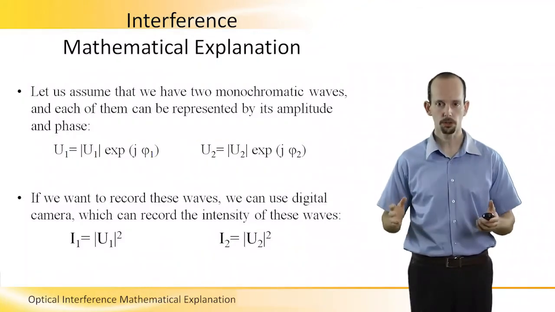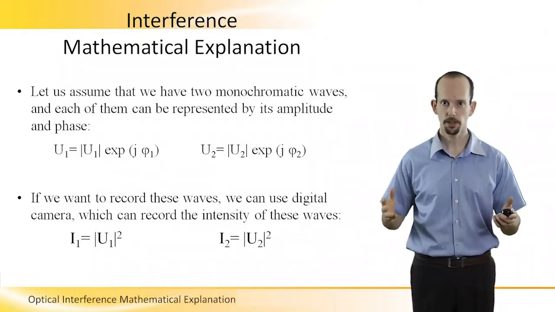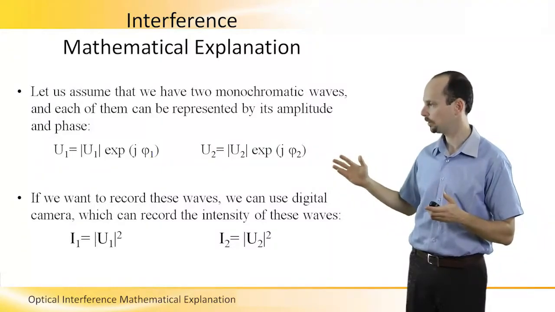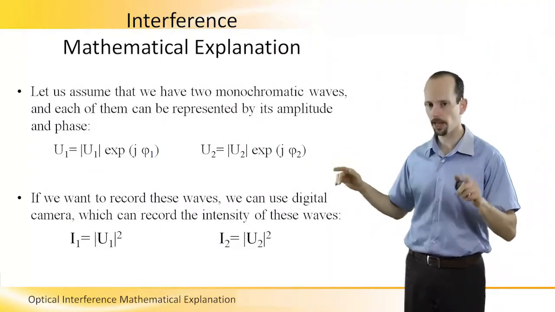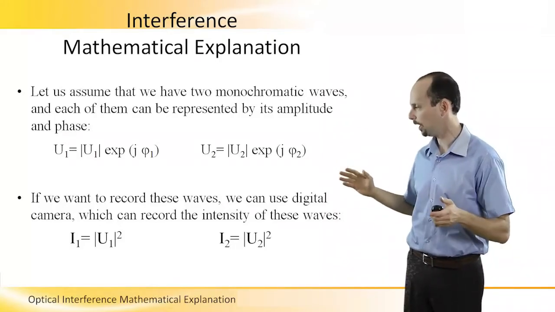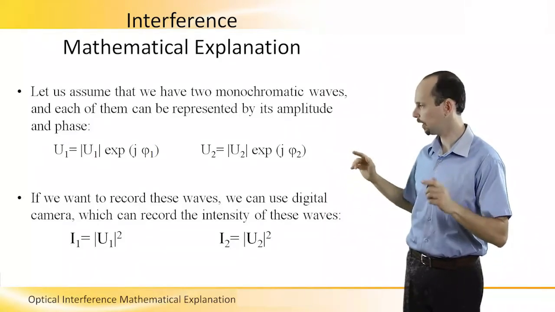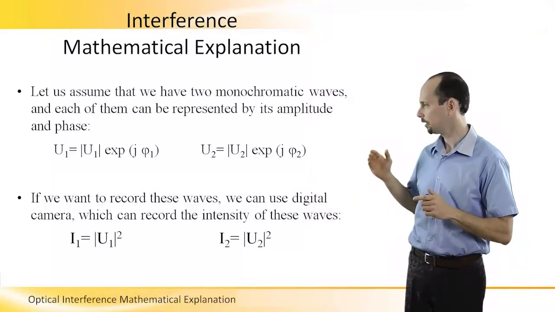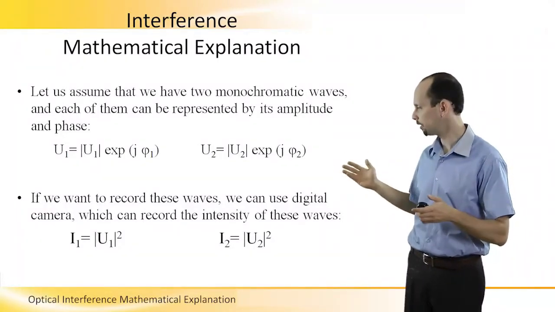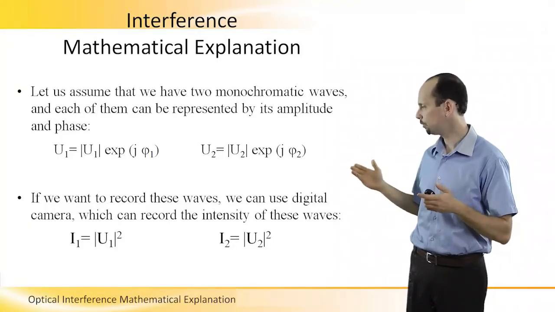If we want to record these waves, we can use a digital camera, but the camera is sensitive to intensity only, which means that as soon as this complex wave hits the camera, it takes the absolute value squared of this entire complex value. So u1, which has an amplitude and a phase, will turn into |u1|^2, as you can see here on the left, which means that the phase information is lost. The same thing is true for I2, the intensity that is created by the second wave. I2 equals |u2|^2.